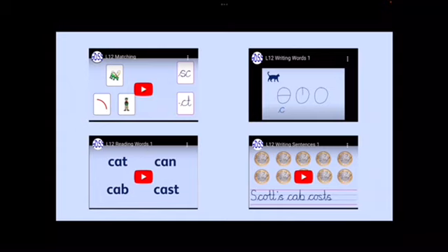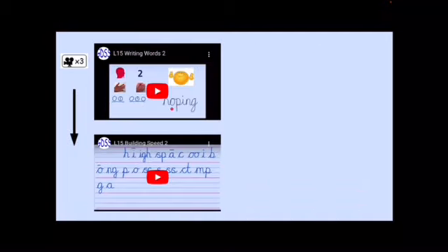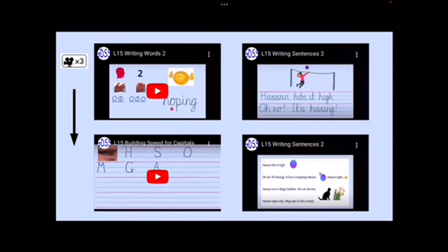There will also be matching activities if there are consonant blends, writing words, reading words, and writing sentences. And underneath writing words too, that will have words using long and short vowel sounds, as well as words with more than one syllable, there will be building speed too. There will also be writing sentences too, and at the end of that video, reading the sentences back.